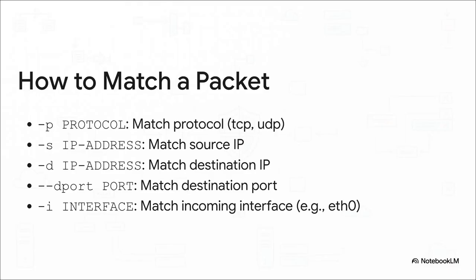Now for the fun part, the condition side of our rule. How do we tell the firewall exactly what to look for? Well, we use these matching flags. -p lets you specify the protocol, like TCP. You can use -s for the source IP and -d for the destination IP. A really common one is --dport, which looks at the destination port. And you can even use -i to match which network card it's coming in on.